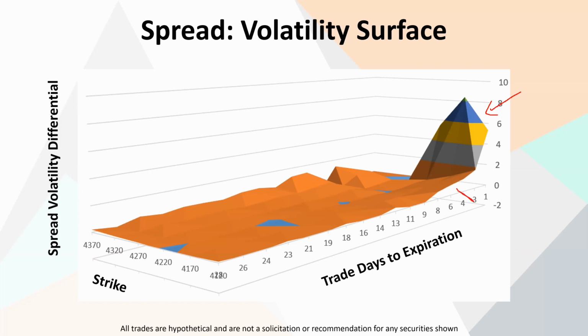You can see here that something dramatically changes, and ironically enough, it definitely changes at like 4. This is TDE though, so remember I use trade days to expiration, not days to expiration. So ignore holidays and weekends. So this is roughly a week to expiration or so. You can see that this volatility signature, this spread differential, is dramatically different when we come into here.